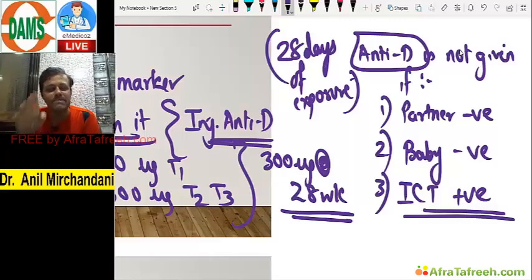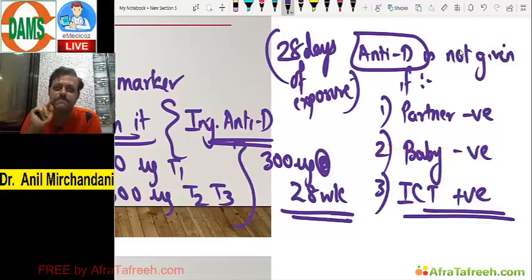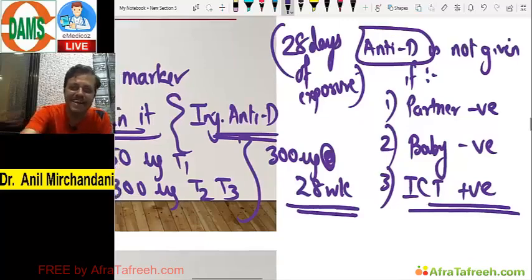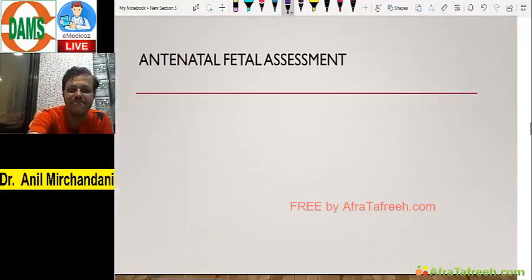So take home message: after delivery, you always check the blood group of the baby. As simple as that. If baby's blood group is negative, don't give. Baby's blood group is positive, give, within 72 hours of exposure. I hope you got my point, my dear friends. This is what you should know in our topic called Rh negative pregnancy.